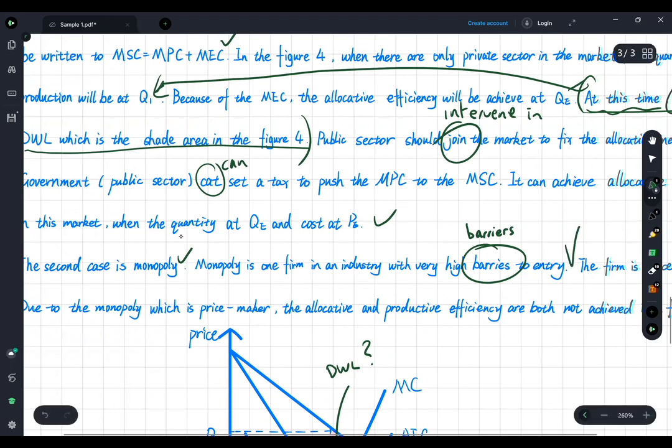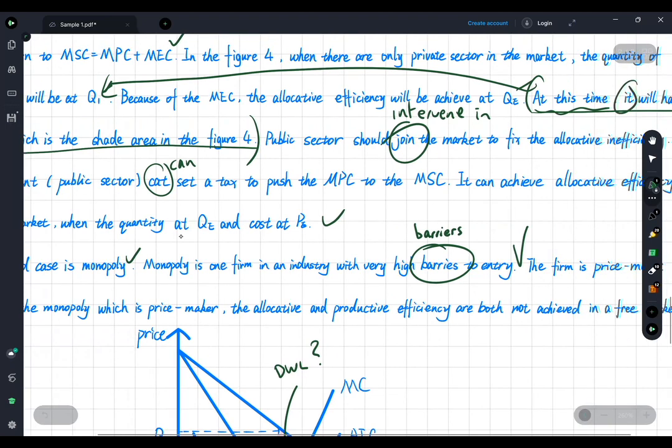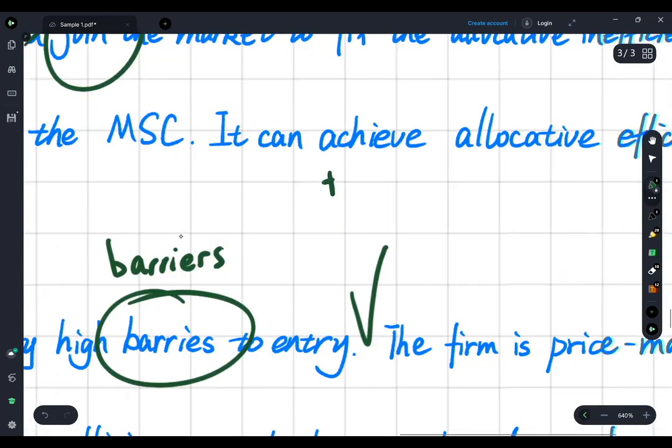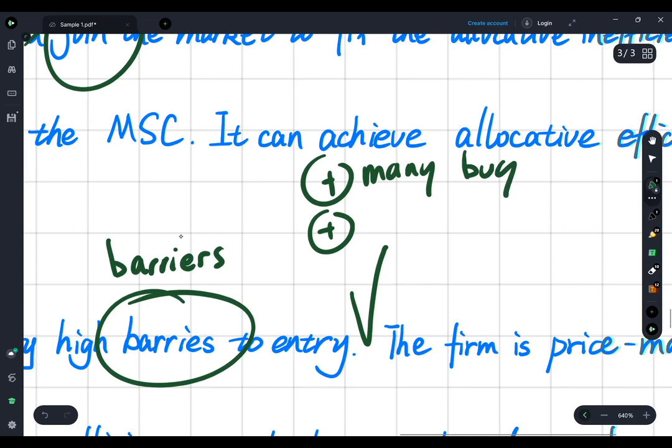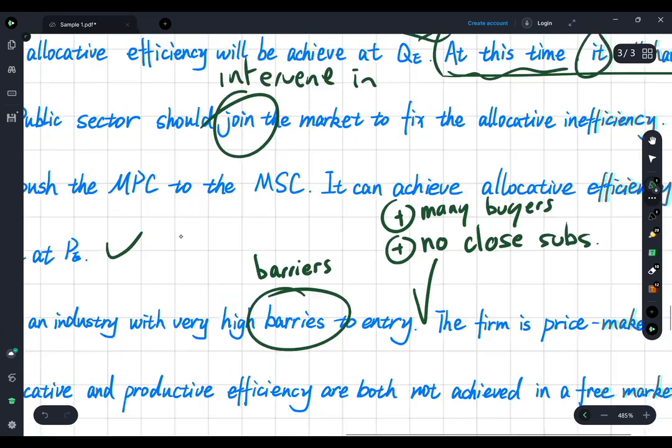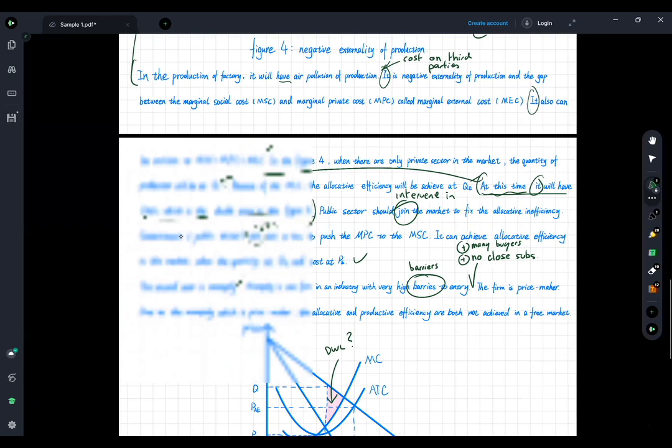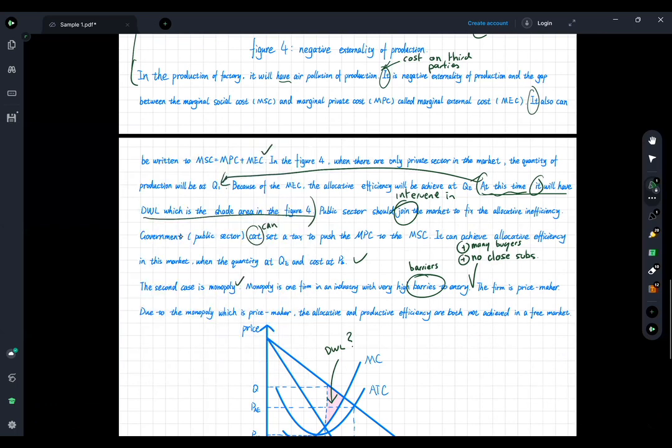Okay, so one single firm, which we call a monopolist, with very high barriers to entry. It's true. We could even add two things. There are two other characteristics that are missing to describe a monopoly properly. First one, many buyers. Yeah, one seller and many buyers. Second characteristic, no close substitutes. Okay. If we want to define a monopoly market as precisely as possible.